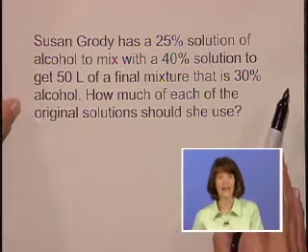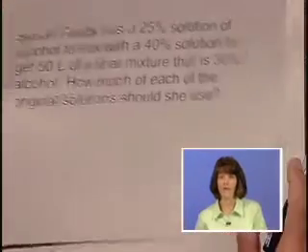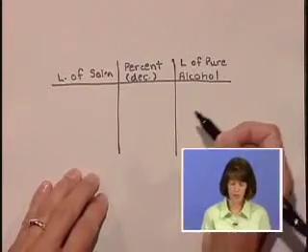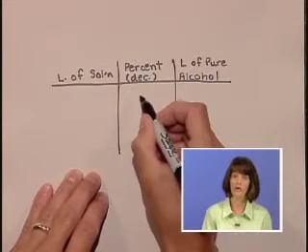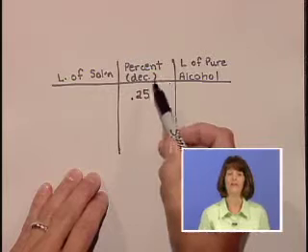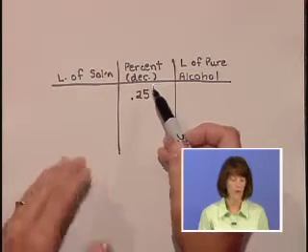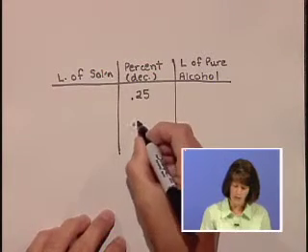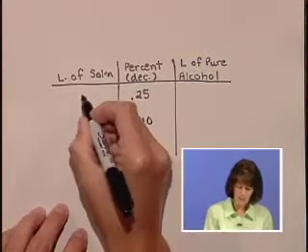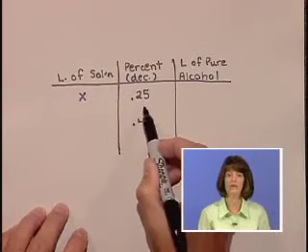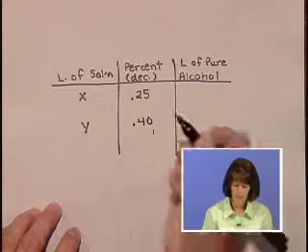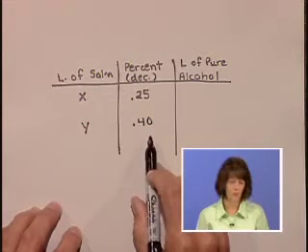Now let's begin to define our variables and organize our information. We've got a couple of percent solutions that we're working with. We're working with a 25% solution. Let's write that percent in its working decimal form. We're also working with a 40% solution. Let's let X represent this unknown amount of the 25% solution. And let's let Y represent the unknown amount of the 40% solution.